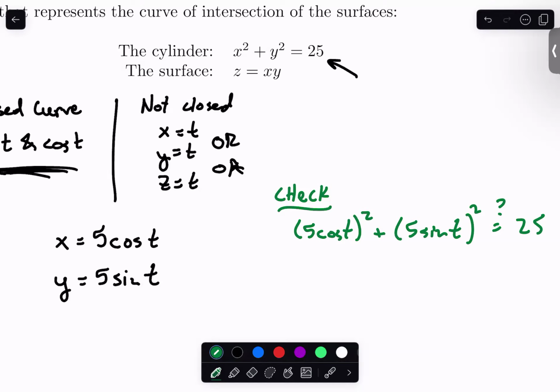So as we expand out, we get 25 cosine squared t plus 25 sine squared t. And you can factor out that 25. And of course, cosine squared plus sine squared is always equal to 1, no matter what t is. t could be 3, t could be 2 pi, t could be whatever. Cosine squared plus sine squared is always 1, no matter what the t value is. So yes, this is in fact equal to 25.